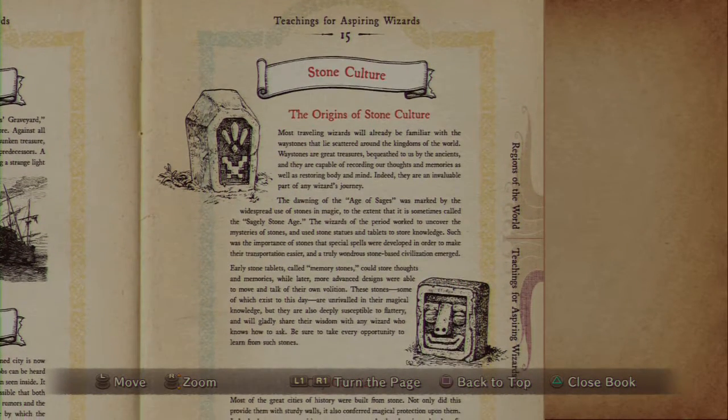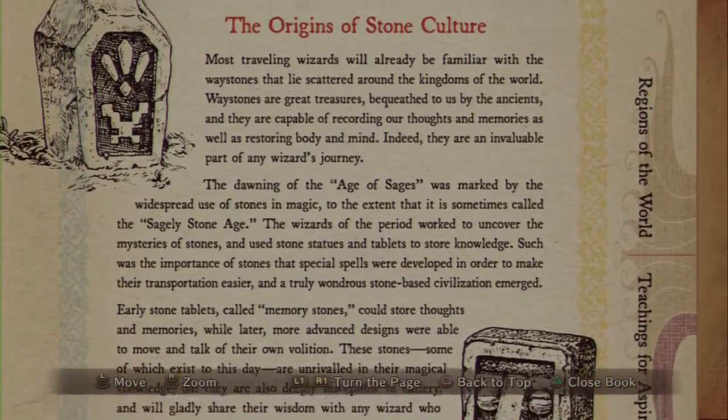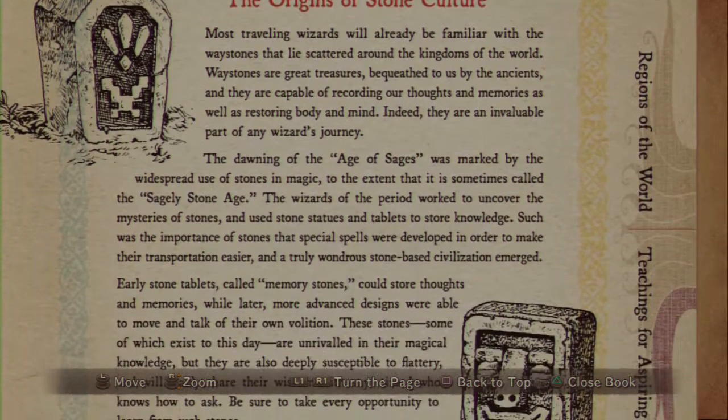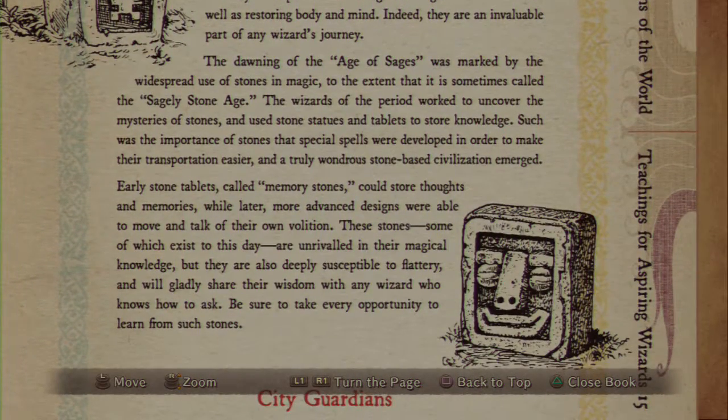We're going to start with Teachings for Aspiring Wizards number 15, Stone Culture. The Origins of Stone Culture. Most traveling wizards will already be familiar with the waystones that lie scattered around the kingdoms of the world. Waystones are a great treasure, bequeathed to us by the ancients, and they are capable of recording our thoughts and memories as well as restoring body and mind. Indeed, they are an invaluable part of any wizard's journey.